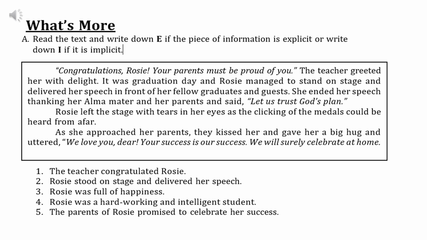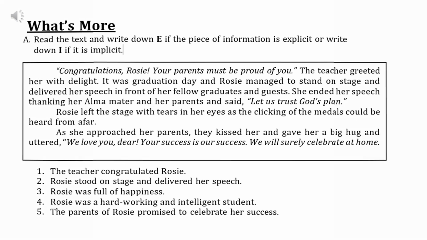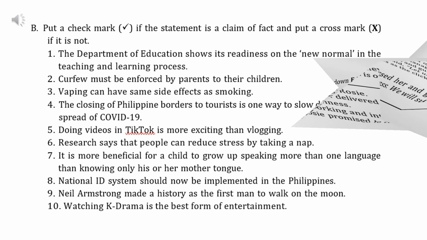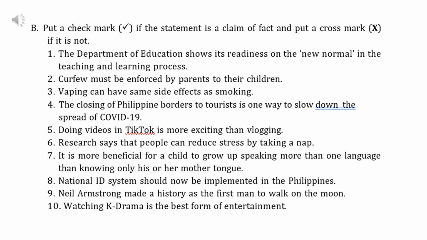So let's have the letter B activity. Put a check mark if the statement is a claim of fact and put a cross mark if it is not. Number one, the Department of Education shows its readiness on the new normal in the teaching and learning process. Is it a check or cross mark? The answer is check mark. It can be verified and it is really occurring.